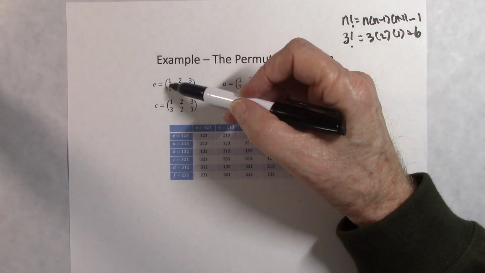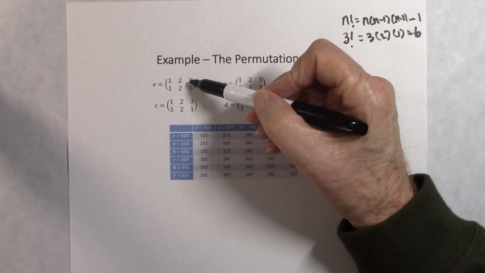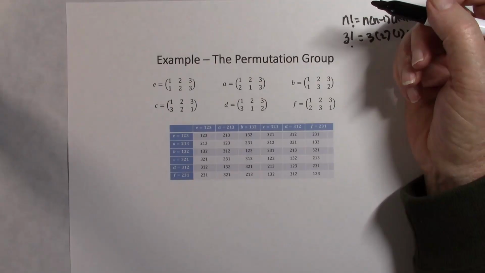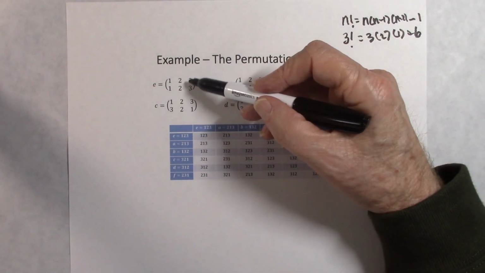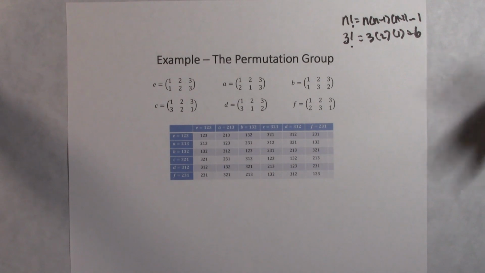And what it tells us to do is nothing. If we have an arrangement like that, we put the first element in the first slot, the second element in the second slot, and the third element in the third slot. So we don't do anything.